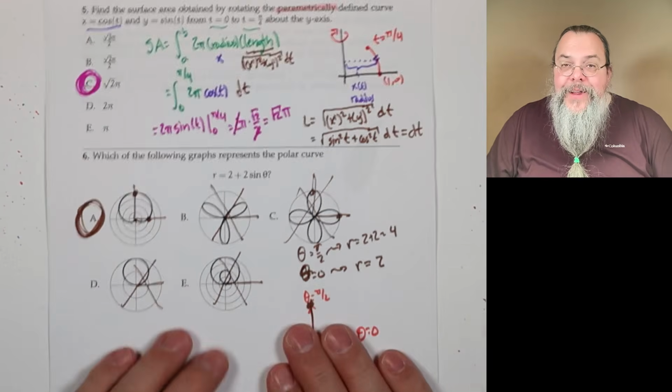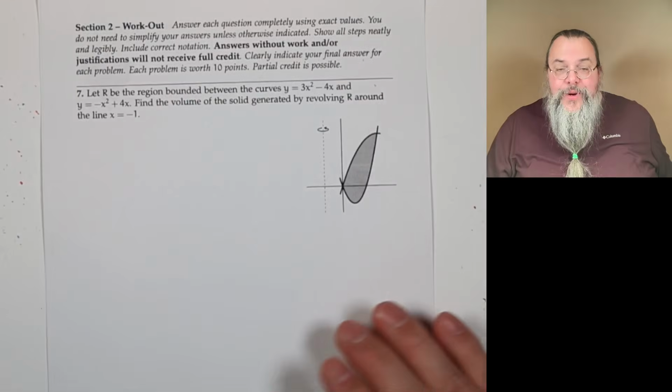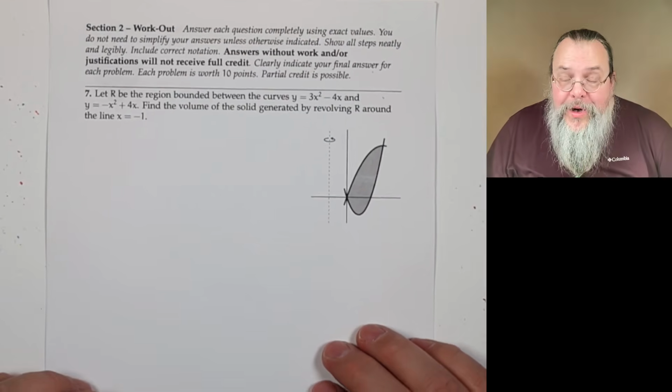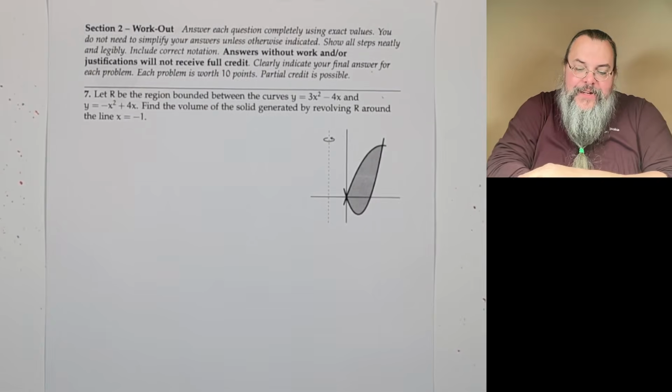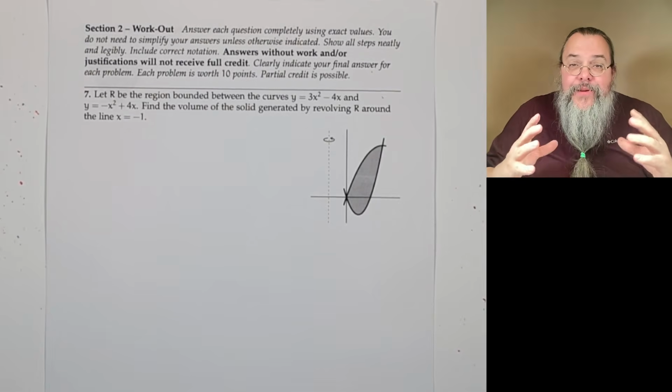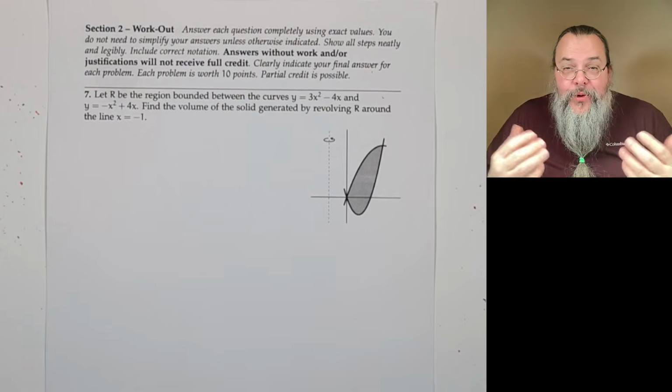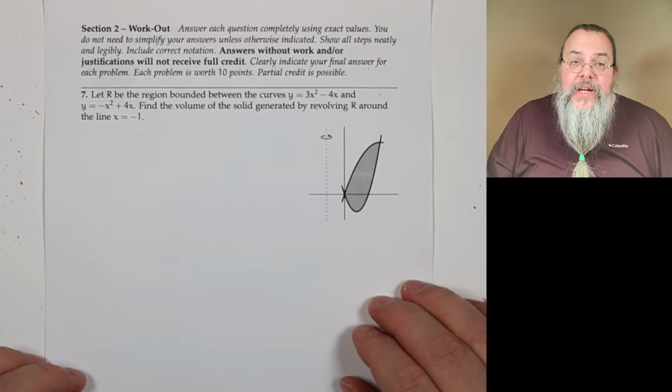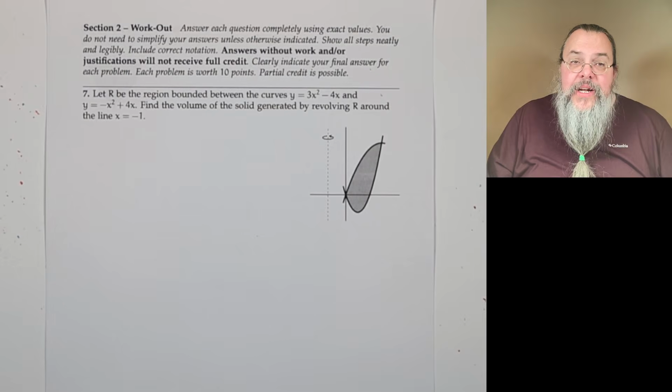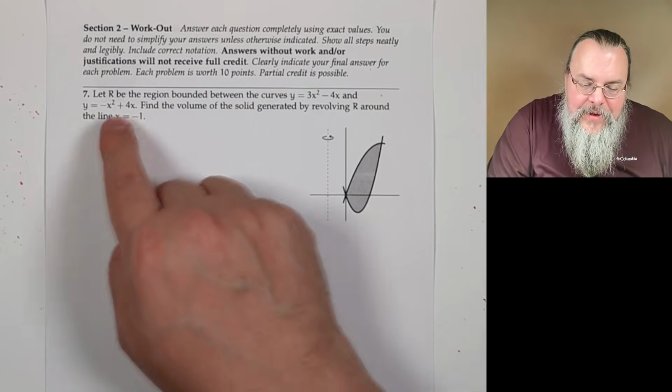All right, well, that leads us to our workout problems, our write-out, long answer. And for these, we've got to show more detail. We really do have to say why it is the way that it is. And so, all right, that's our goal. And, well, let's begin. Number 7.